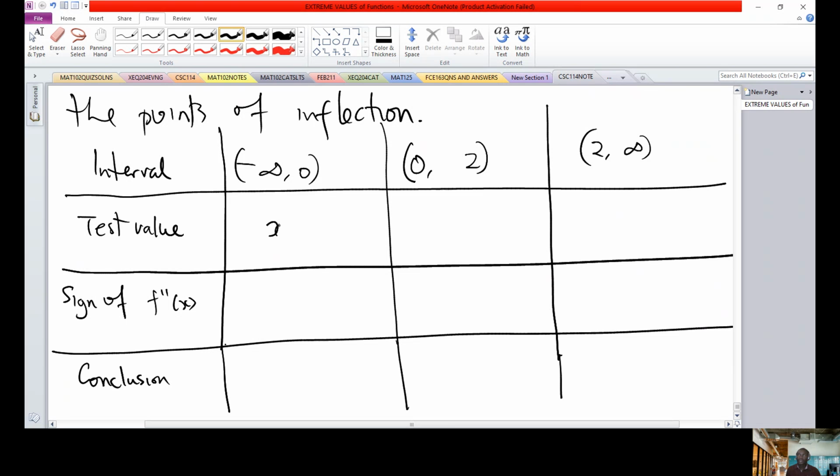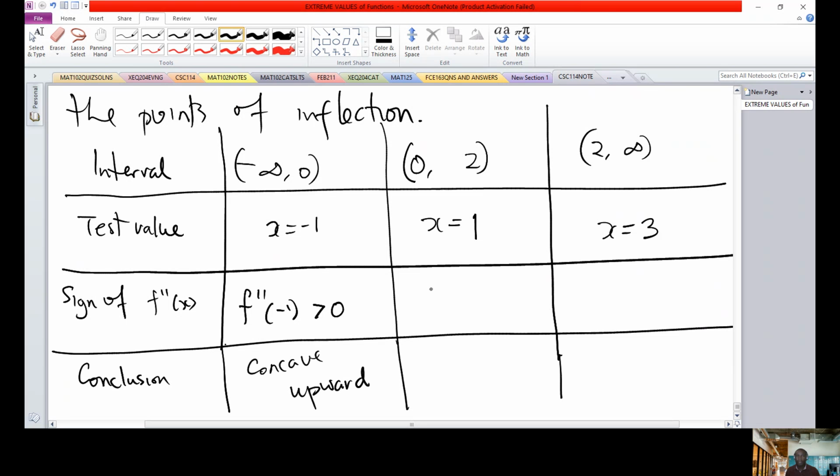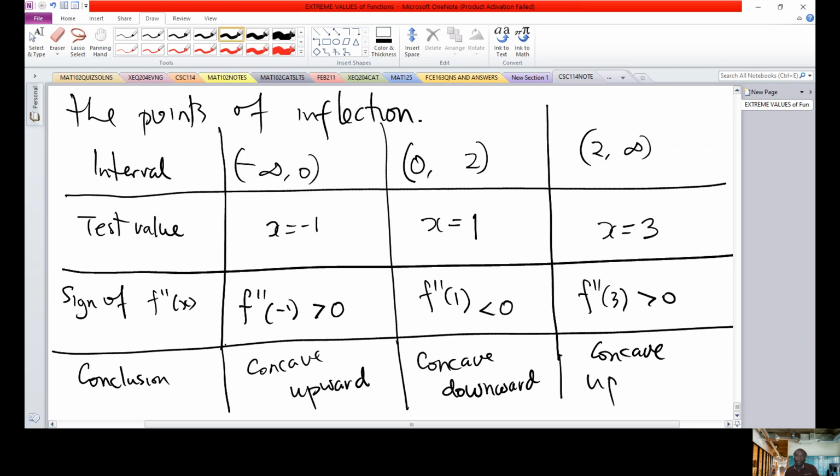So here we can pick x to be -1, pick here x to be say 1, pick here x to be 3. When you put into the second derivative, you get a value greater than 0, so this is concave upward. When you put 1, you get a negative value, so concave downward. When you put 3, you get a positive value, concave upward.